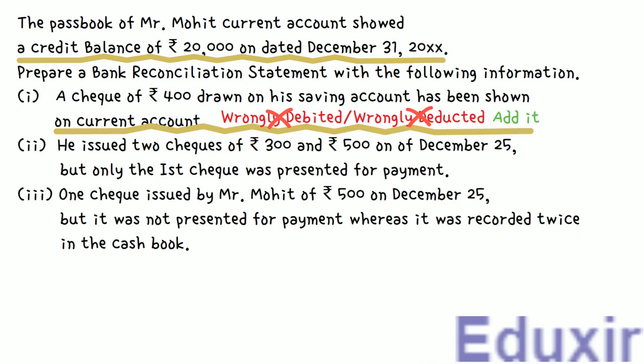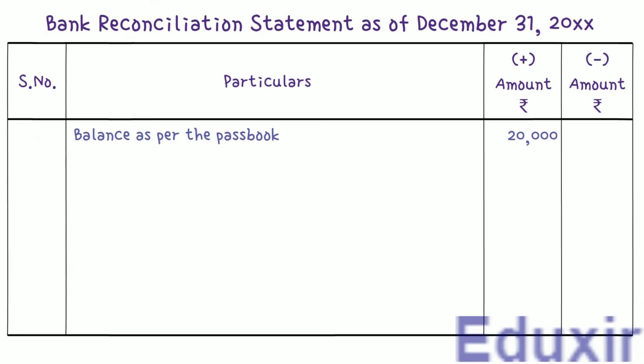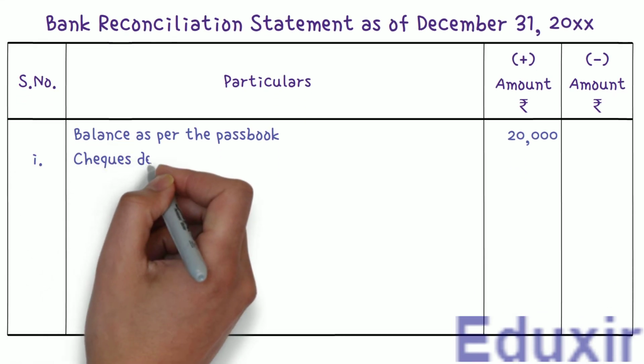With this analysis at our disposal, let us now proceed with the recording of these details into the bank reconciliation statement. Let us first write the serial number. Let us then write the particulars as check debited from current account by error.